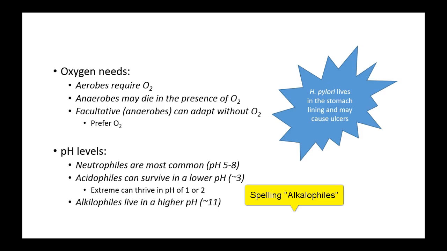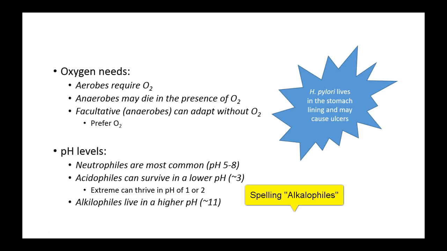Most organisms are probably going to be neutrophiles, with a pH of 5 to 8. 7 is what's considered to be exactly neutral. Acidophiles are going to like a lower pH, and if you want to think of about 3 as a good example, that always works for me. And then some of those extremes can even live in a pH of 1 or 2.